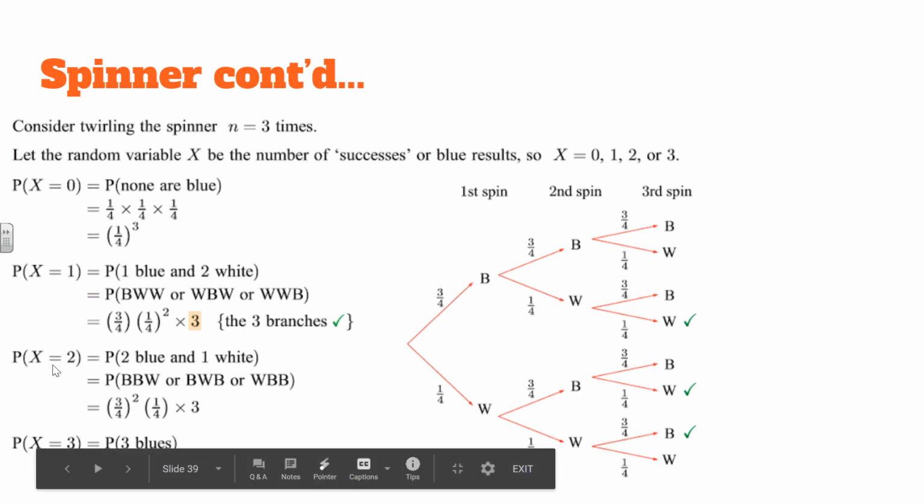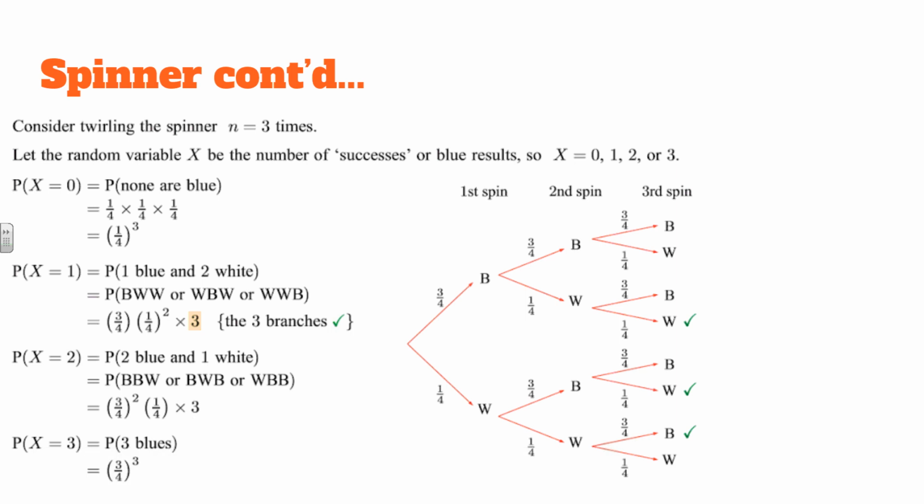X equals 2 is very similar, except instead of 3/4 times 1/4 squared, it's 3/4 squared because it's 2 blues times 1/4. Still times the 3 though, because there are 3 ways to get 2 blues. And then if x equals 3, there's only one way it can happen. Go blue, blue, blue, 3/4 to the third. So that way we can have all of the probabilities for those x values.